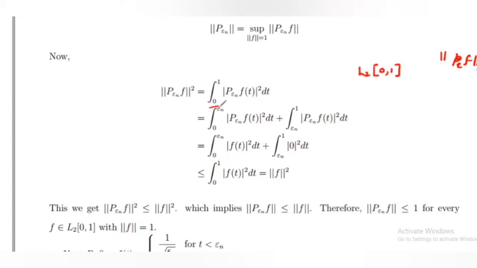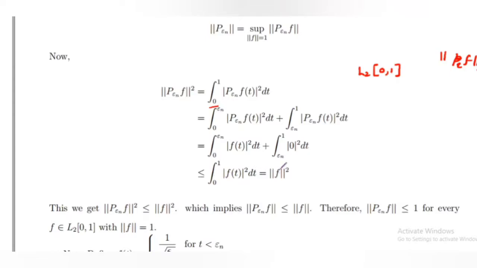This is equal to this integral, and you can split it in 0 to 1 as 0 to epsilon n, then epsilon n to 1. Now for epsilon n to 1, the value of P epsilon n f is 0. Therefore this is equal to this one, but this is less than or equal to the integral from epsilon n to 1 of mod f(t) whole square dt. Therefore this is less than or equal to this one, and this is actually norm of f square.